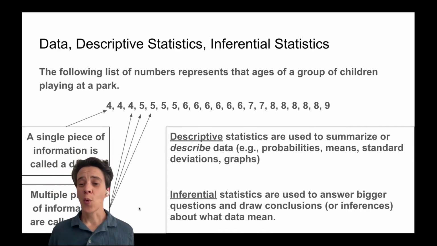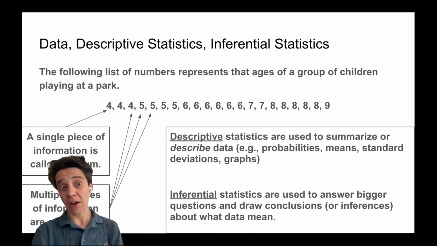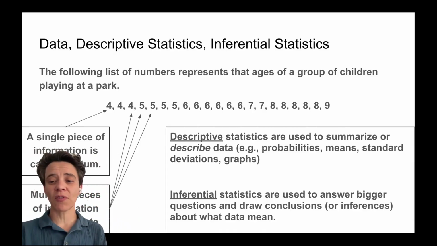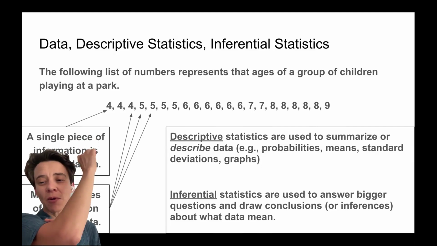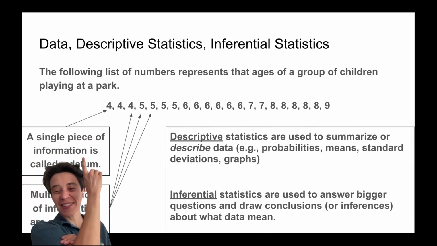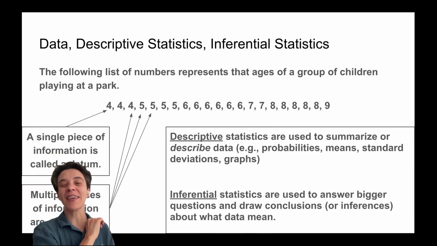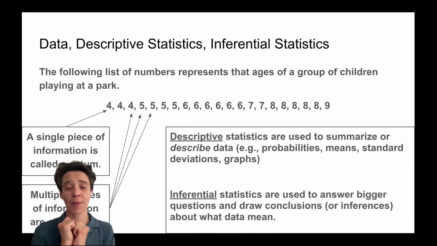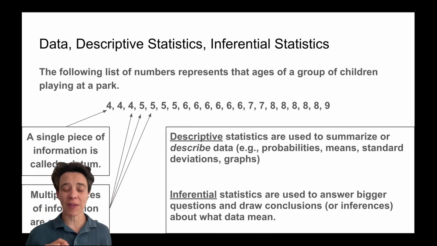First of all, what even does statistics mean? Statistics uses data first and foremost. So this list of numbers that you see up here, this is the ages of a group of kids playing at a park. If we're referring to the entire list of numbers, we call that data. That is actually a plural word. If you're talking about just one of those little pieces, one single age point in here, that's a datum. You won't really hear that word much, but data.